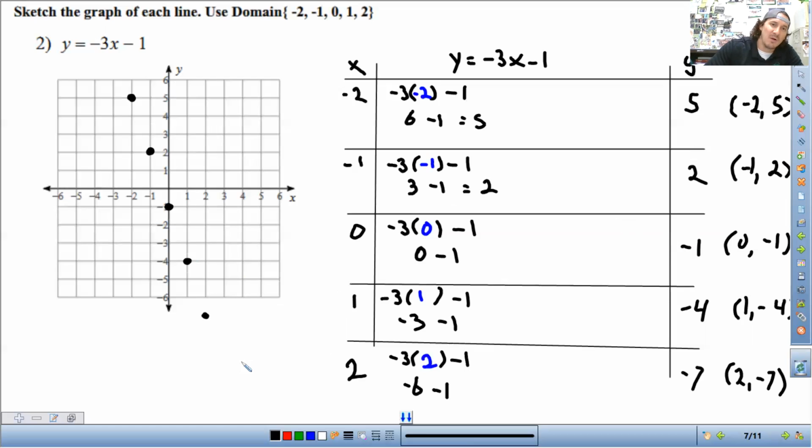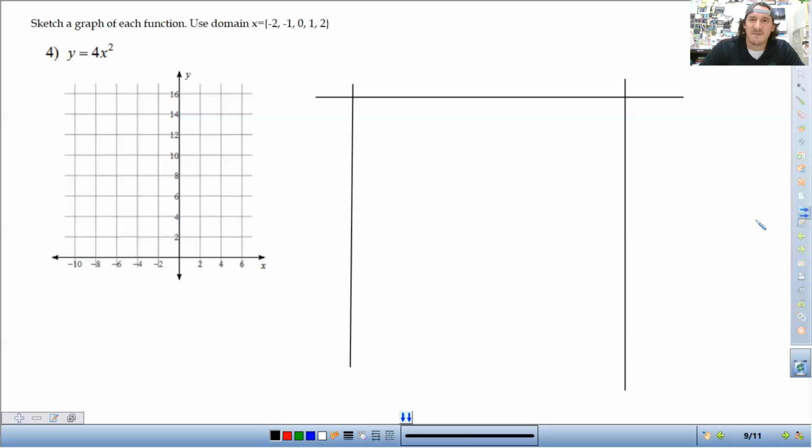So this is what we would call a linear function because these all line up in a straight line. We're going to have some functions that aren't linear that we're going to deal with. We're going to skip ahead to what's called a quadratic function, but this is what's going to give us a parabola. We're going to use the same domain.